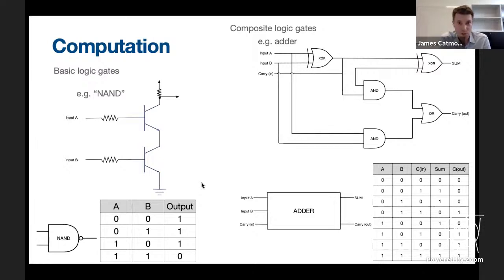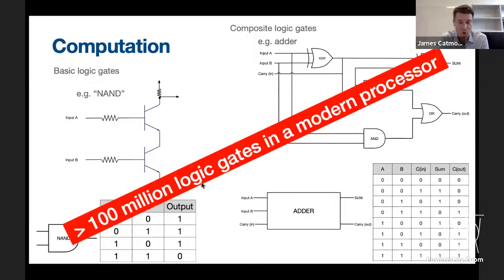And modern computer processors are mind-bogglingly complicated. They typically have more than 100 million of these logic gates etched in a tiny surface of this processor. It's really quite amazing how tiny these circuits are.